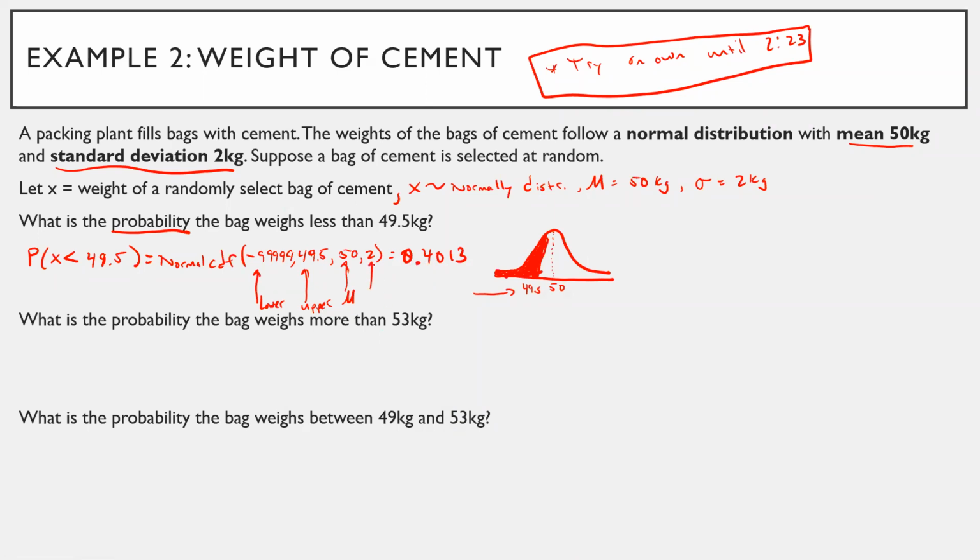All right, so now let's do the next two. What is the probability the bag weighs more than 53 kilograms? So it's the probability that this randomly selected bag is super heavy, 53. So you're still at 50, and for whatever reason, we want to be greater than 53. So we're going to shade to the right because it's a greater than. So this is normal CDF.